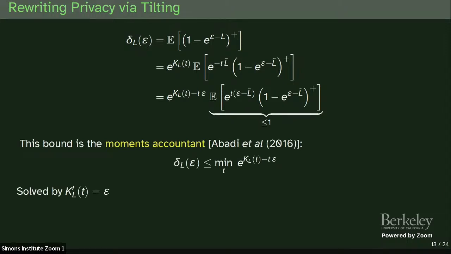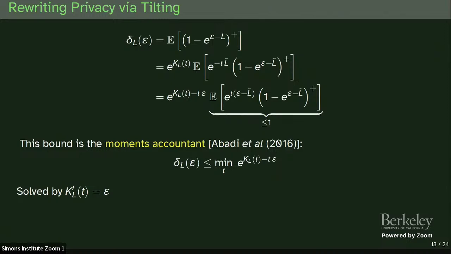This is an early privacy accountant, which is very good. And it looks like this. You just take this upper bound to be 1. And then you can also minimize over T to find the best tilting parameter. You solve this by setting the derivative of the cumulant generating function equal to epsilon. I should say the cumulant generating function is essentially the same as the Renyi divergence. T is like alpha plus 1, or essentially the same. So this is more or less what Ilya was talking about this morning.